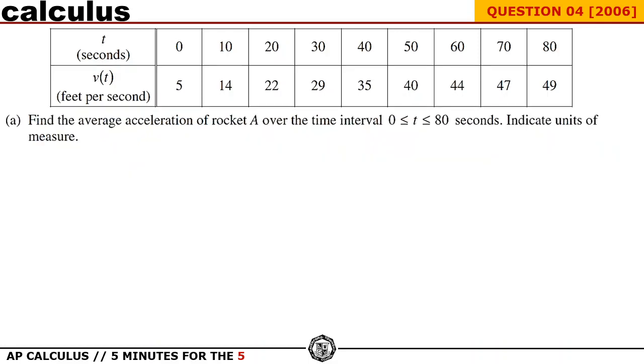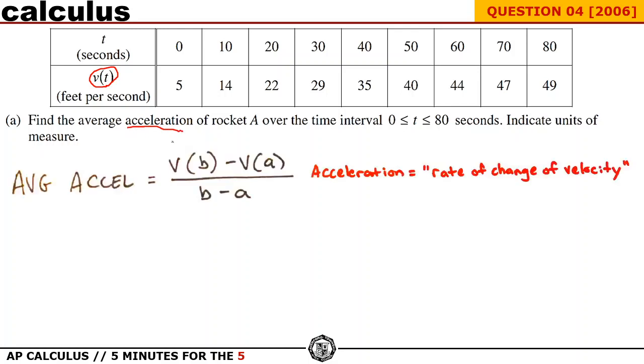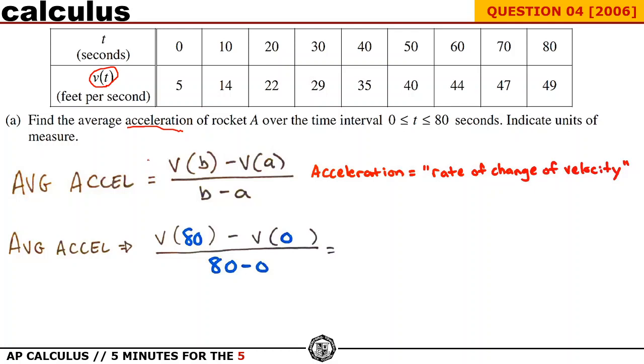They want you to find the average acceleration of the rocket from 0 to 80 seconds and then indicate units of measure. Well, the first thing you want to be aware of here is they are giving you the velocity of the rocket and they want the average acceleration. Acceleration is the rate of change of the velocity. So what they're really asking you for here is the average rate of change of the velocity. So we're going to need to do the computation v of 80 minus v of 0 over 80 minus 0.